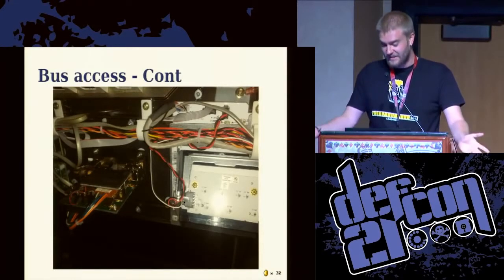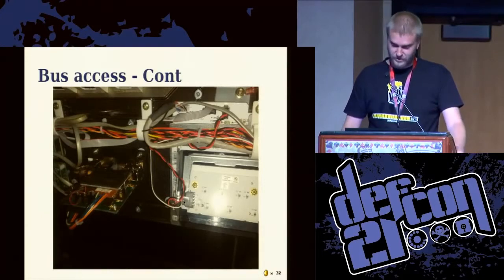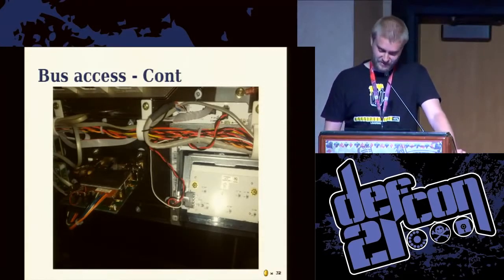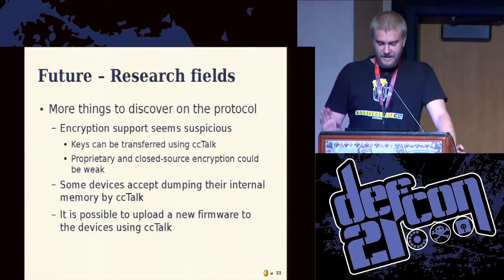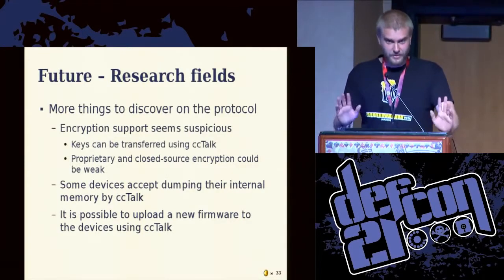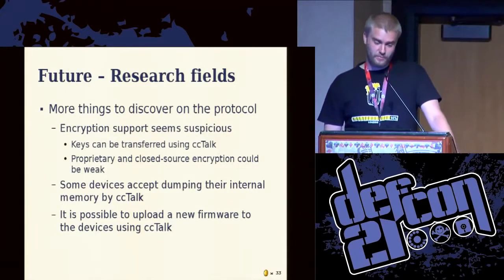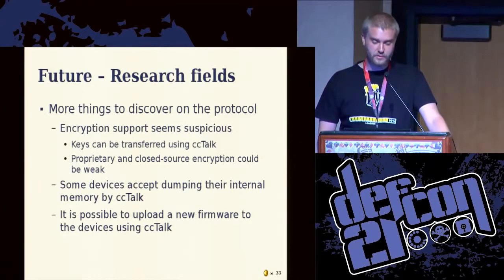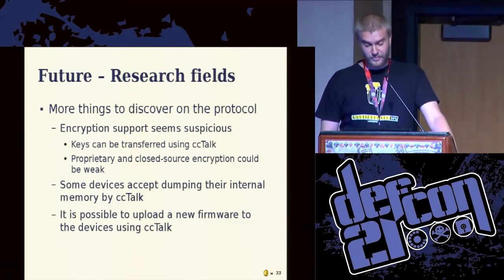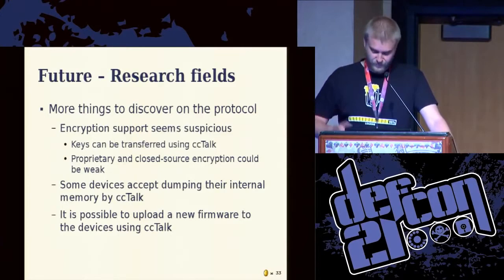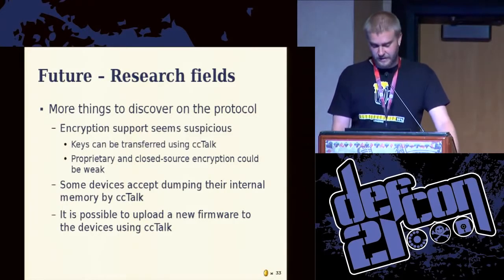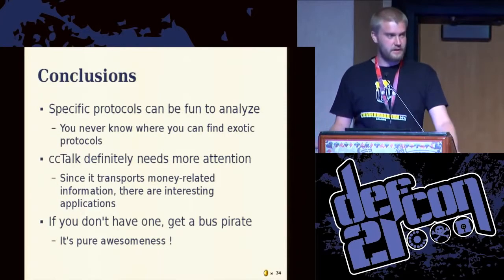So yeah, normally these machines, if they use the ccTalk bus, you can just get into them. All right, other things I will get to quickly. Other things that might be good points of research is the encryption support. There are many things that I think you can do there, because 24 bits is a bit weak. You can also dump the internal memory of devices. You can upload a new firmware on the devices, so you can do many things with those, and that's just the start.